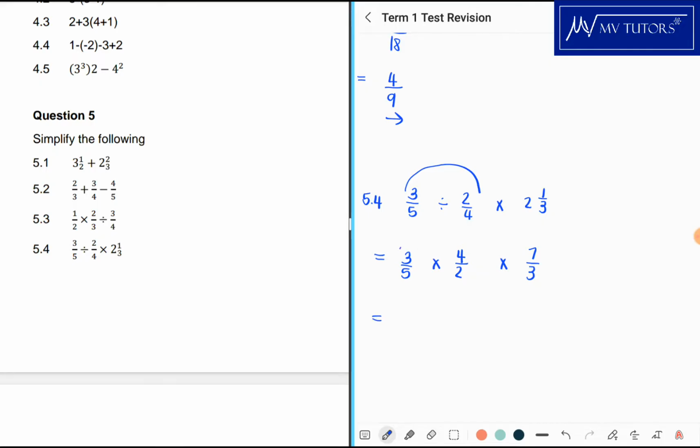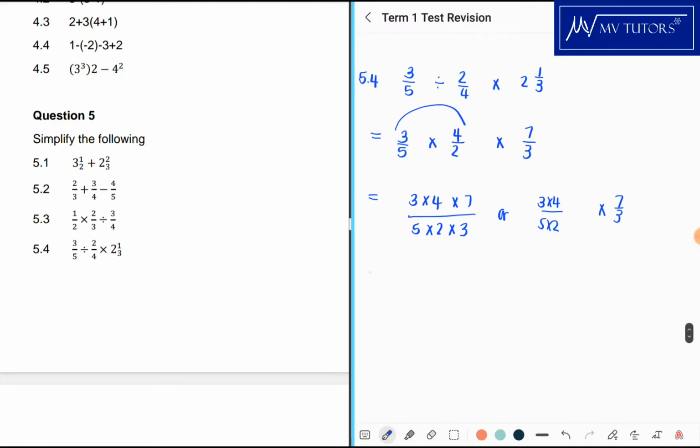Now we're dealing with these two, remember? Actually, now that we're multiplying, remember the commutative property of whole numbers? We can so much just multiply everything through. So the numerator, we have 3 times 4 times 7, and then multiply the denominators, 5 times 2 times 3. Or you could have just stuck to these two and said 3 times 4 over 5 times 2 multiplied by 7 over 3. It's really up to you. You will get the same answer.